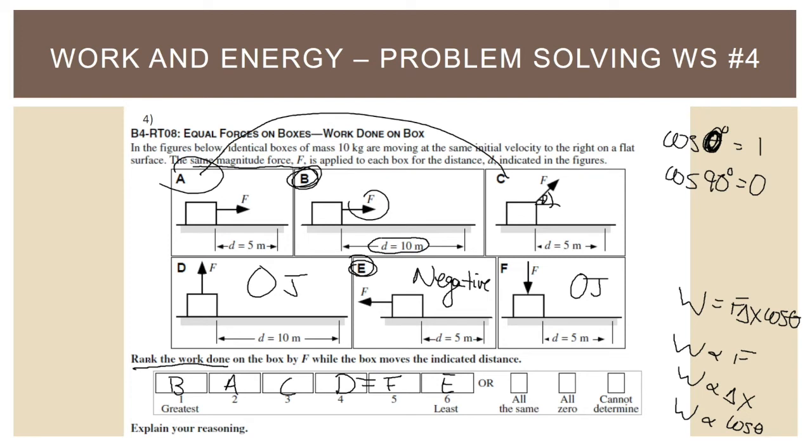In situations D and F, the object is neither gaining nor losing energy. But in E, the object is losing energy. It's moving at some initial velocity to the right, and there's a force acting on it to the left. And so, because the object is losing energy, it certainly has the least work done on it, as far as this ranking is concerned.